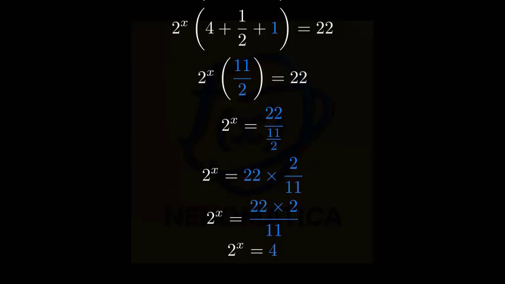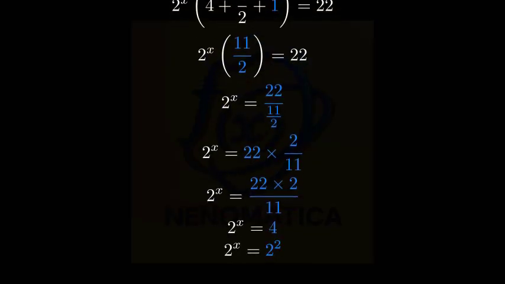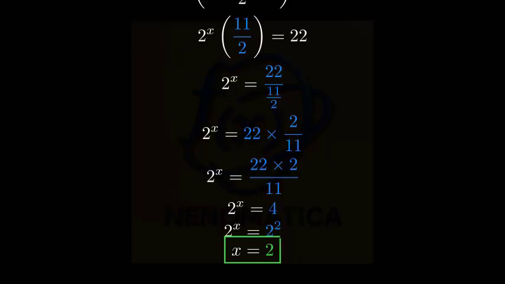Now, we need to solve for x. Since 2 to the power of x equals 4, and we know that 4 equals 2 squared, or 2 to the power of 2, we can write 2 to the power of x equals 2 to the power of 2. Finally, since the bases are the same, the exponents must be equal. Therefore, x equals 2 is our solution.